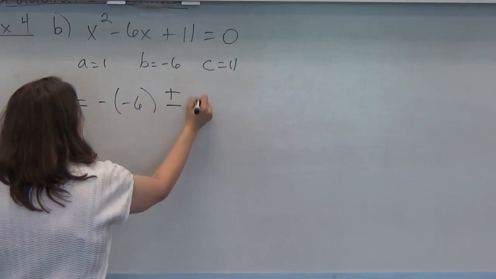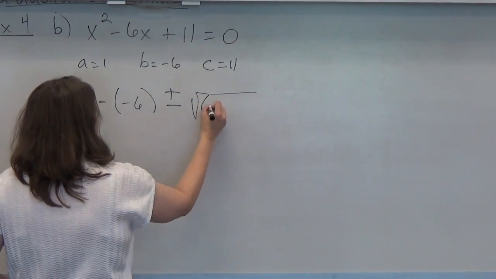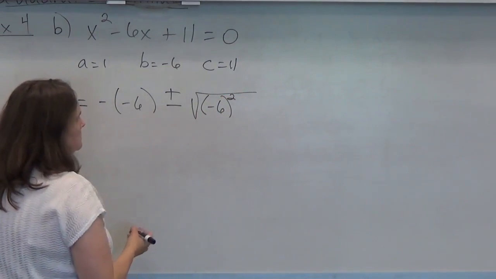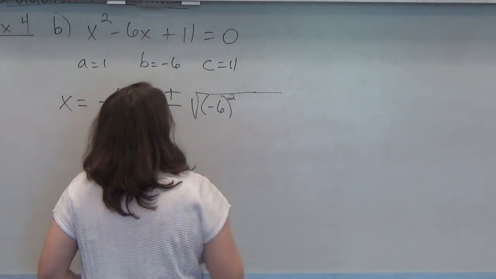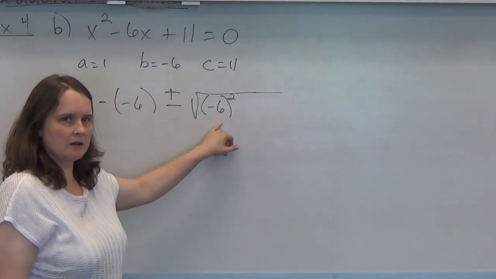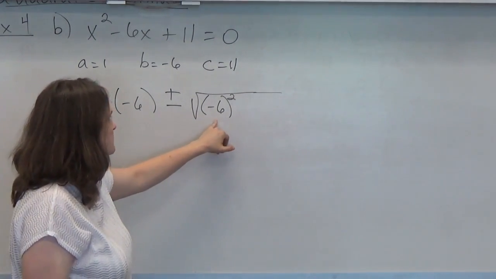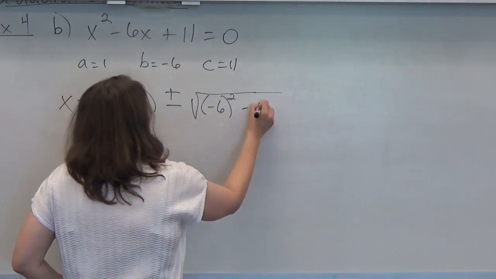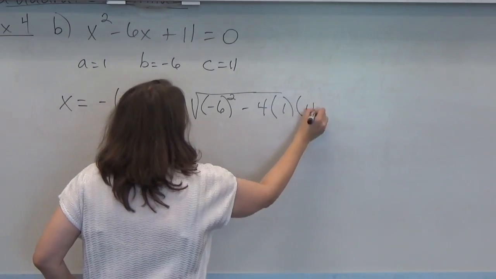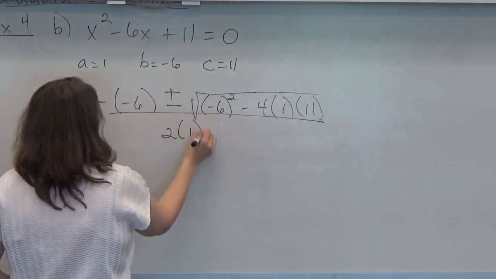Plus or minus the square root of b squared. It's very important that you use parentheses if you're squaring a negative number. If you do not include parentheses in this step, then your answer is going to be wrong because you'll probably do it wrong. So you need to put your negative 6 in parentheses. Minus 4 times a, so 1, times c is 11, all over 2 times a is 1.